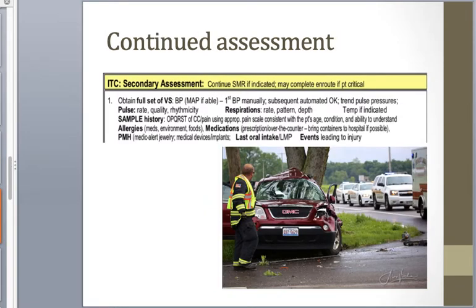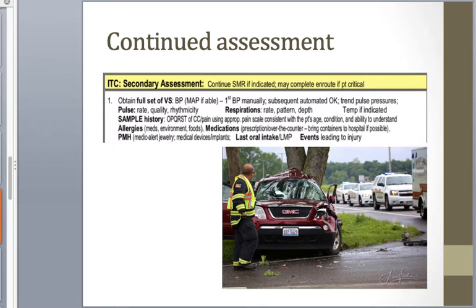Assessment continued, a secondary assessment. So this could potentially be once we're in the ambulance, or maybe after your first assessment, we'll be continuing with the second assessment in the ambulance prior to transporting or the helicopter getting there. We're going to want to obtain a full set of vitals, MAP if able. Luckily, we can put them on the monitor. It'll give us a MAP as well as a blood pressure.